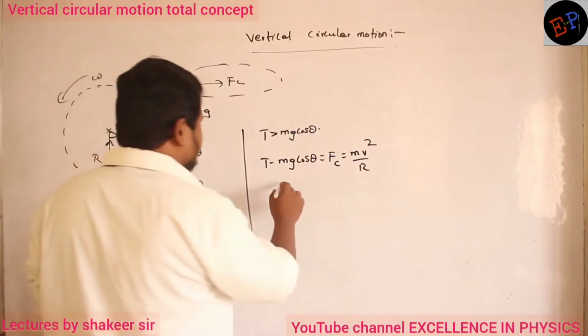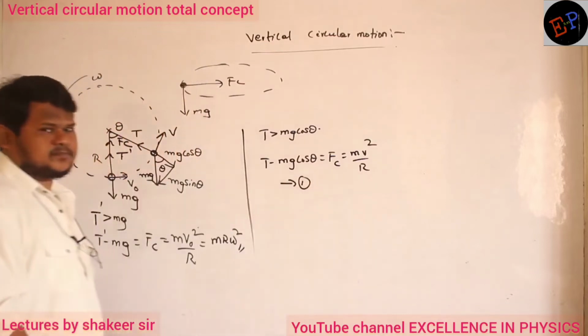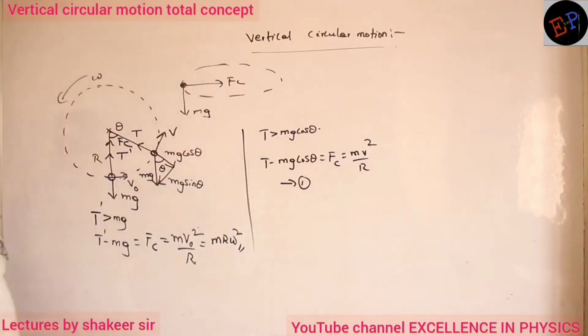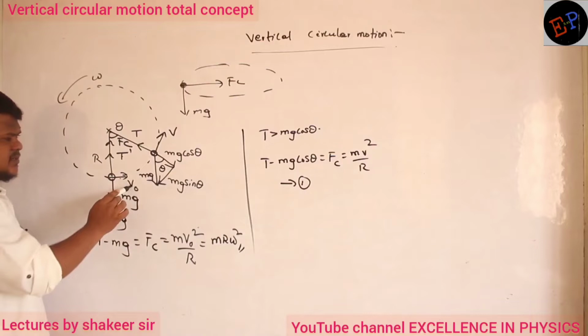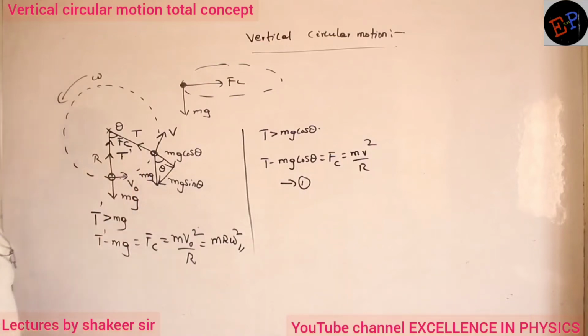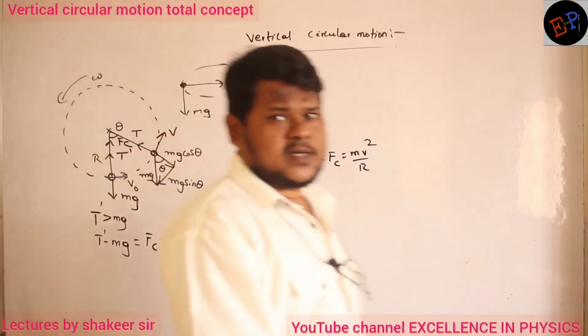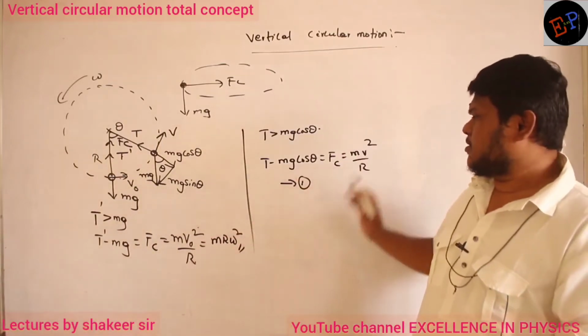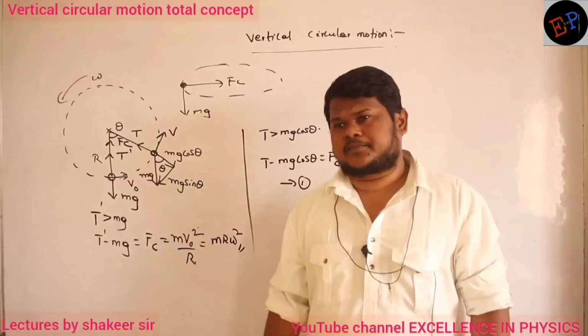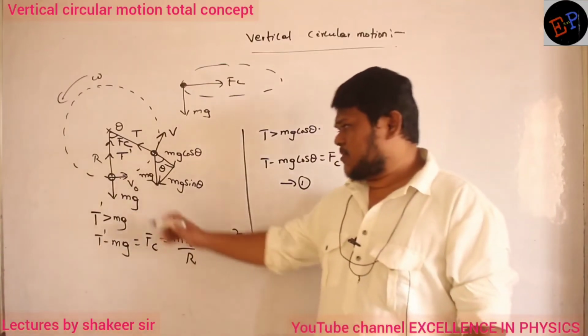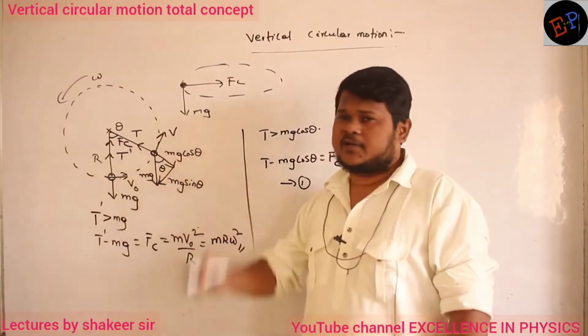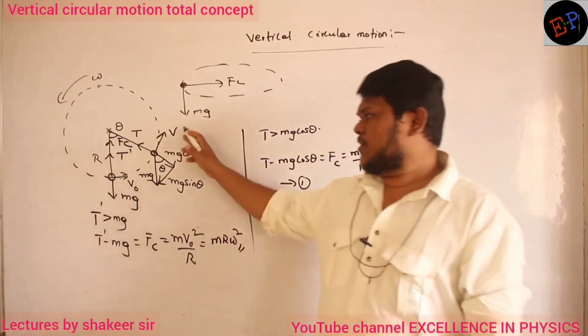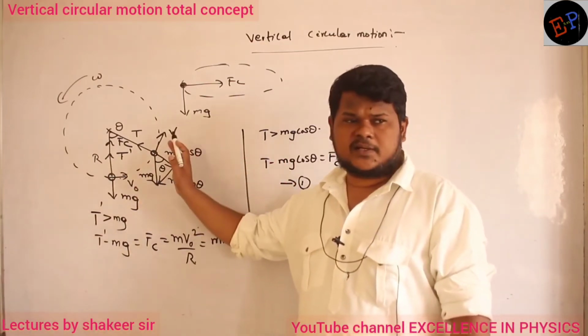So let us call this my first equation. Now, if I want to write a relation between initial velocity and final velocity, how can I write it? First of all, I have derived a relation for tension: T minus mg cos theta is equal to mv square divided by r. Now, for the relation between initial and final velocity, definitely v is less than v0, so v0 will be greater than v.